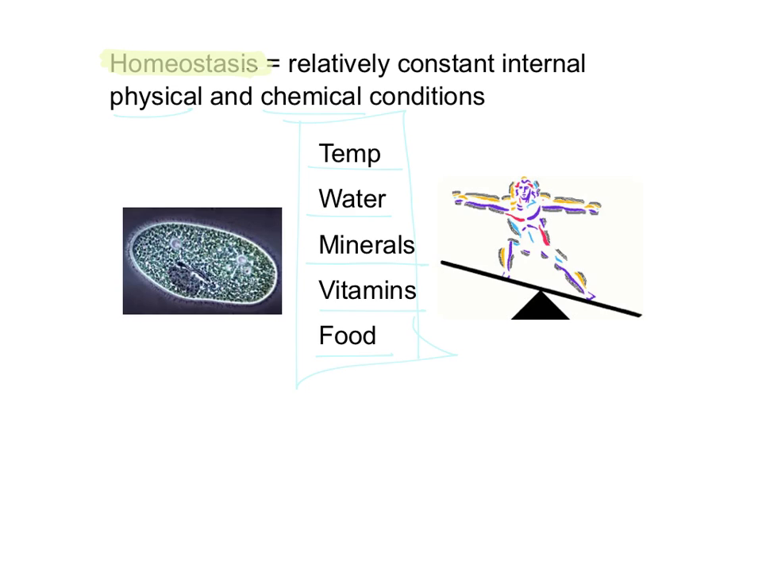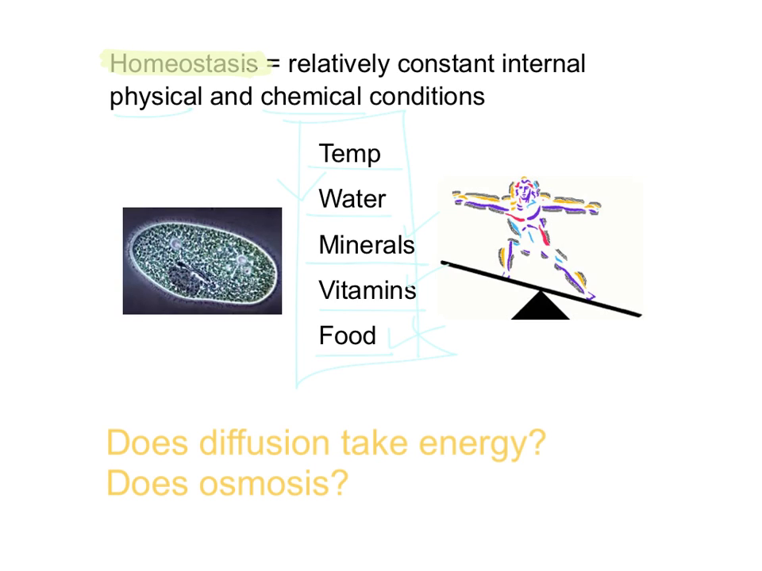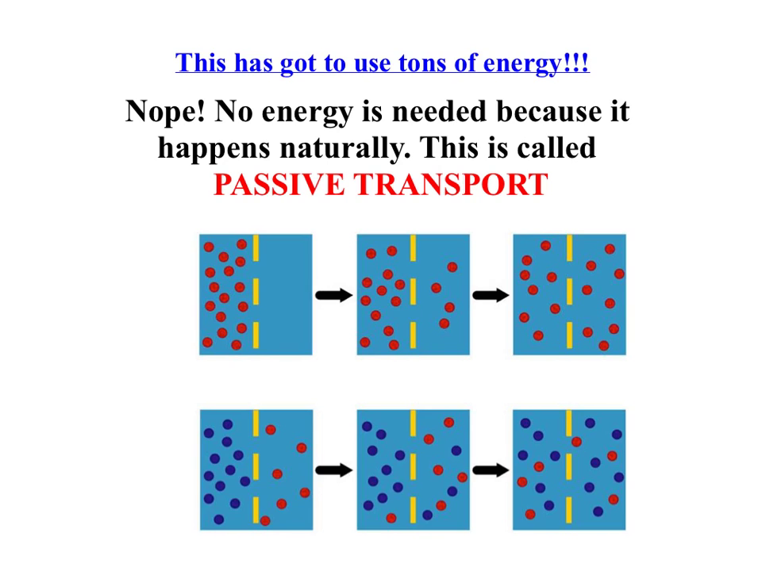We know that our body maintains homeostasis through the diffusion of minerals, vitamins, and food, and through the osmosis of water. So, in thinking about how often this must happen in our body, do you think diffusion takes energy? Do you remember? You can look back in your notes. Does osmosis take energy? Write your answer in on your notes. When you finish writing in your answer, go to the next slide.